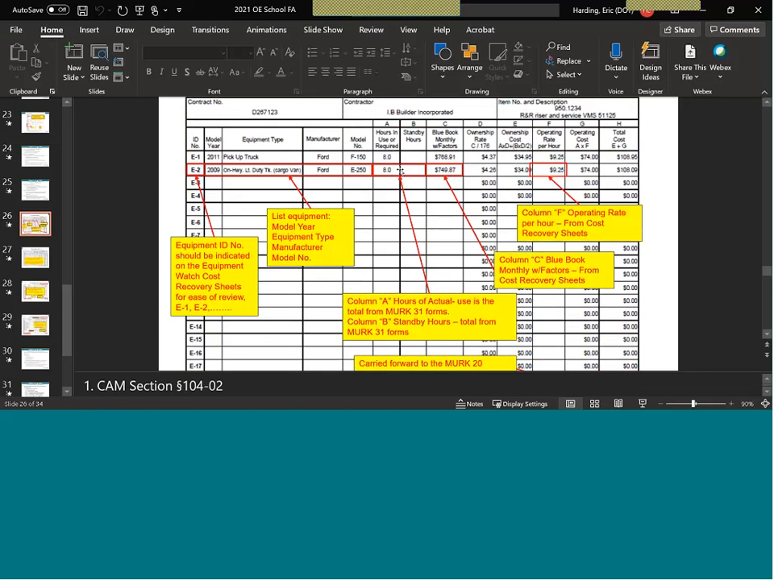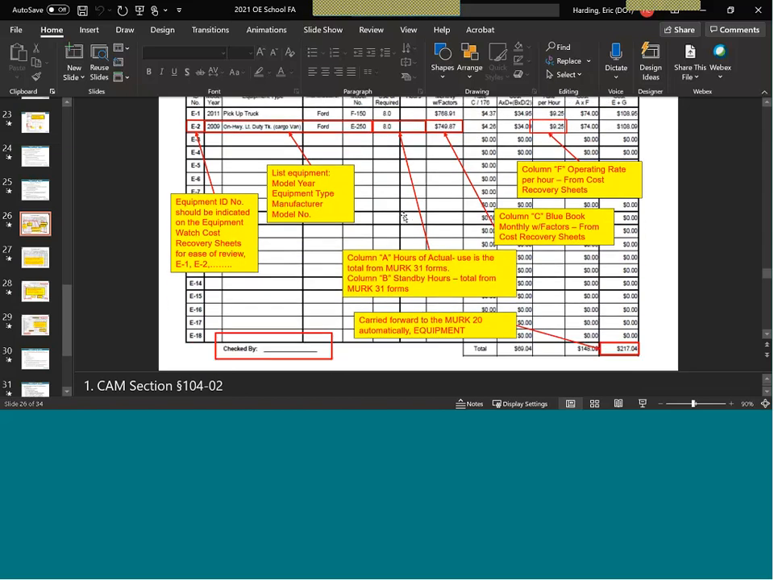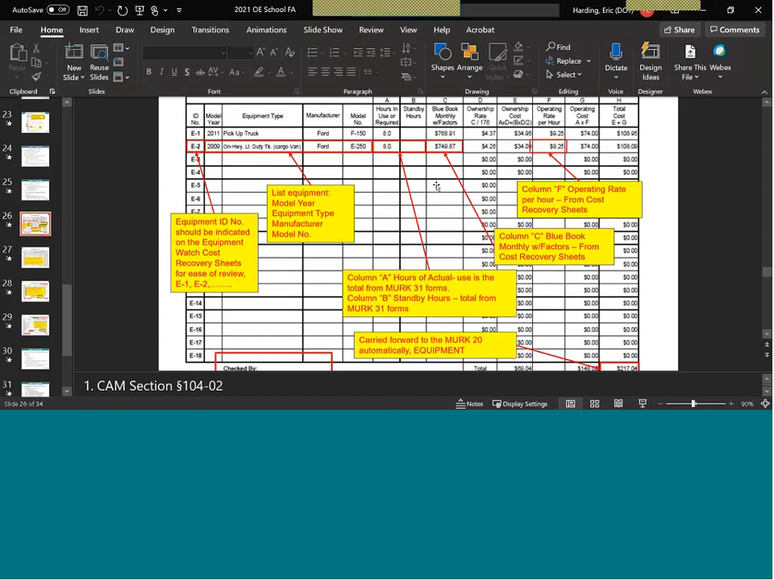There was a little discussion about standby hours. Like I said, we pay standby when the department has required that piece of equipment to be present. It's not just for, hey, they used a piece of equipment for 2 hours this morning and then it sat all afternoon. We didn't require that piece of equipment to be there, so we're not going to pay the standby or idle time.